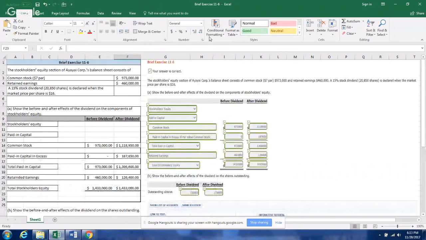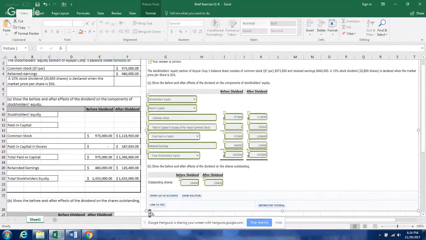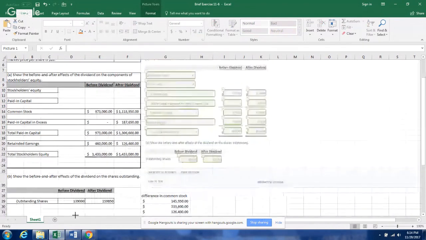I did run this through the homework assignment and it was all correct, and it shows here the entries as well.